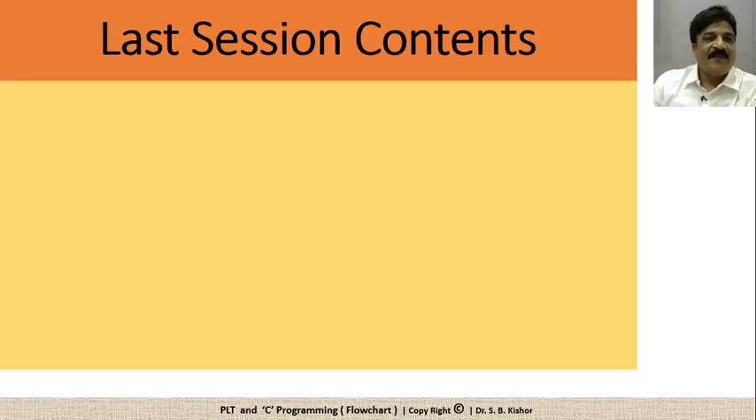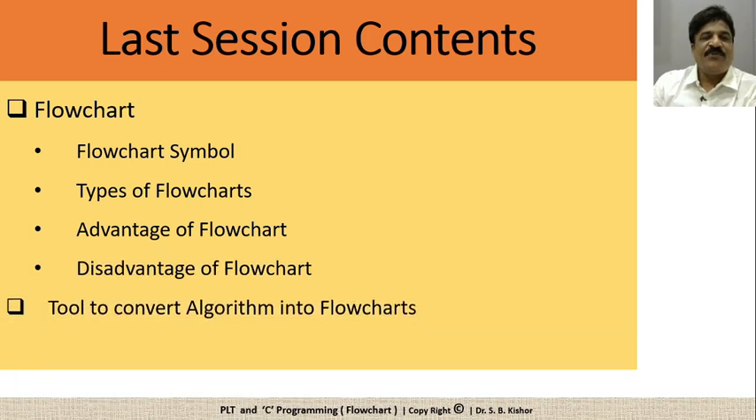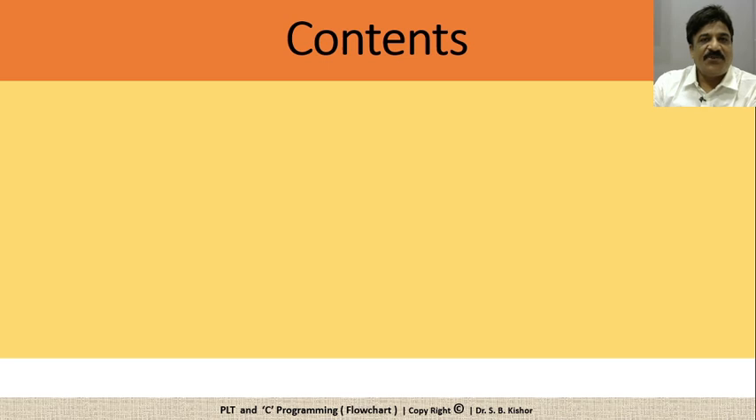In the last session, we discussed what a flowchart is, the various symbols used in a flowchart, the types of flowchart, that is system flowchart and program flowchart, and the advantages and disadvantages of flowcharts. Then we saw some tools that help you convert an algorithm into a flowchart, using code2flow.com, and we also saw how to draw a flowchart using a tool called Lucidchart. In today's session, we are going to cover many problems using a flowchart.